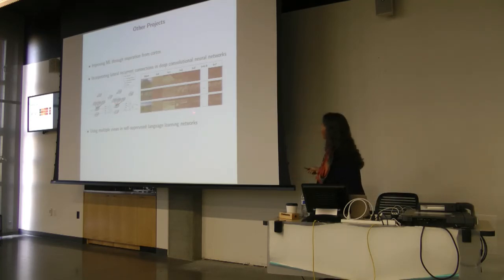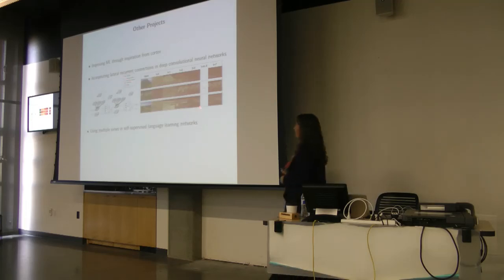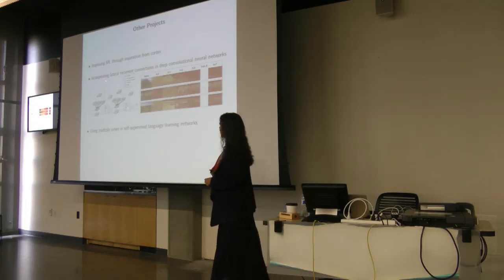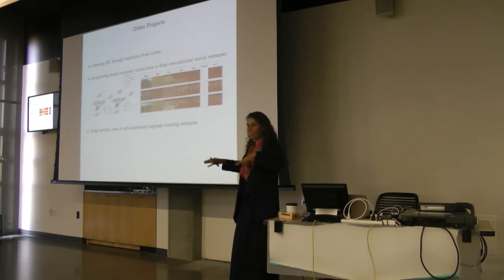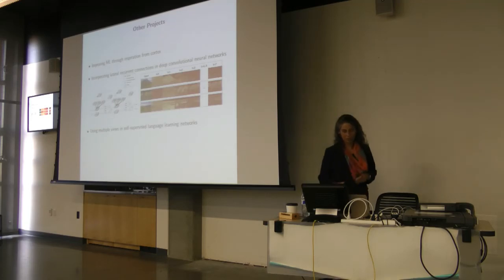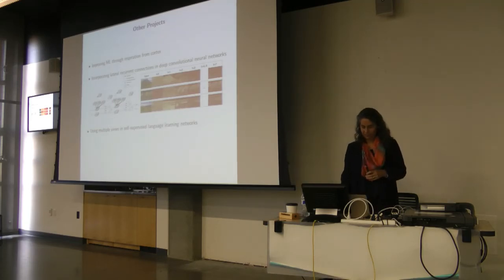We'll leave it in. We're also interested in improving machine learning through inspiration from cortex, so incorporating lateral recurrent connections in deep convolutional neural nets. These are just images showing that if you run a standard feed-forward deep network, you pull out all the texture edges. But if you now have recurrent horizontal connections, you can evolve it and learn to get more of the edges that are relevant for determining objects. So we're interested in looking at that.